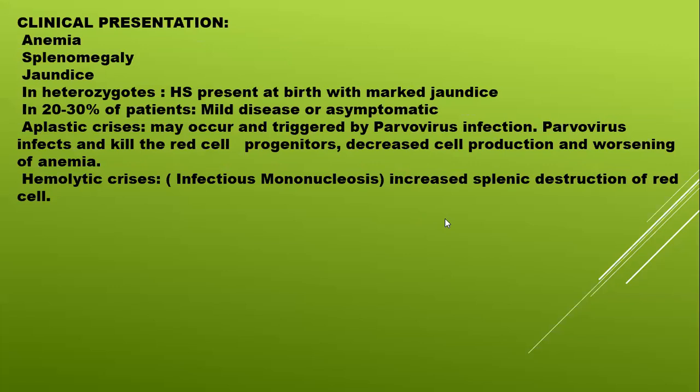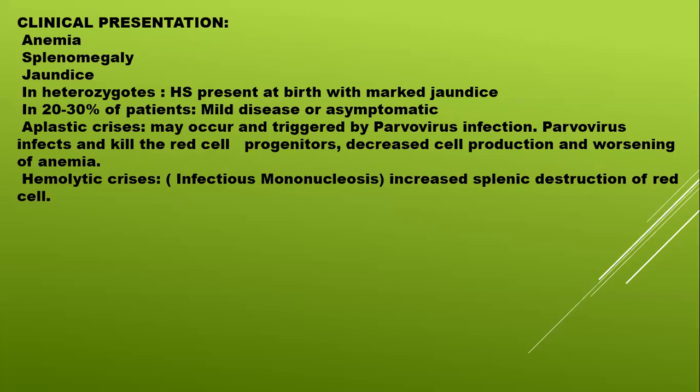Clinical presentation: anemia, splenomegaly, jaundice. In heterozygotes, HS presents at birth with marked jaundice. In 20 to 30% of the patients, the disease is mild or asymptomatic. Aplastic crisis may occur and is triggered by parvovirus infection. This parvovirus infects and kills the red cell progenitors.